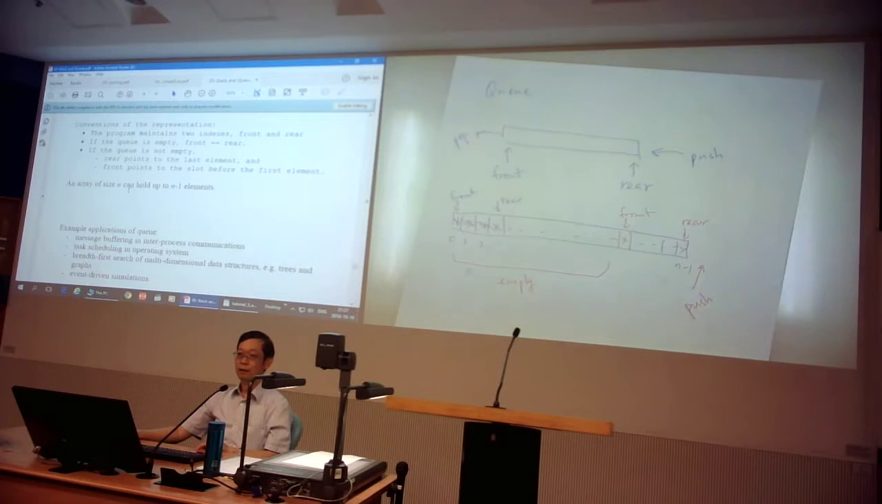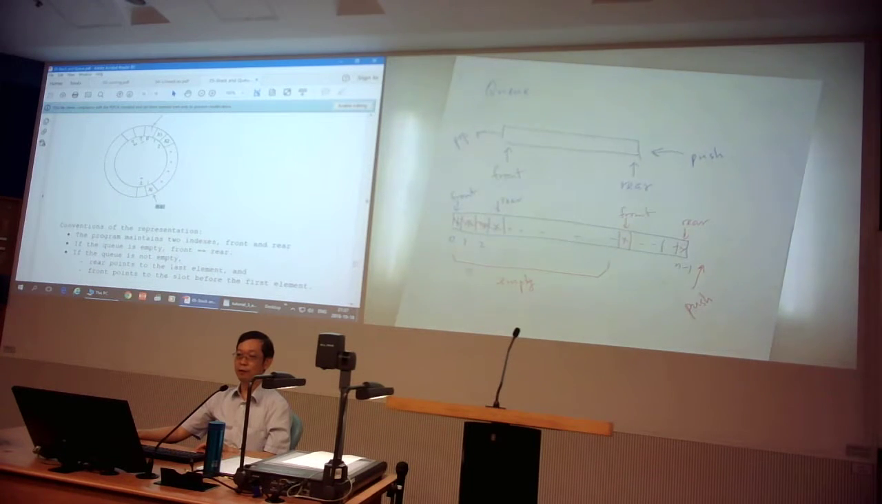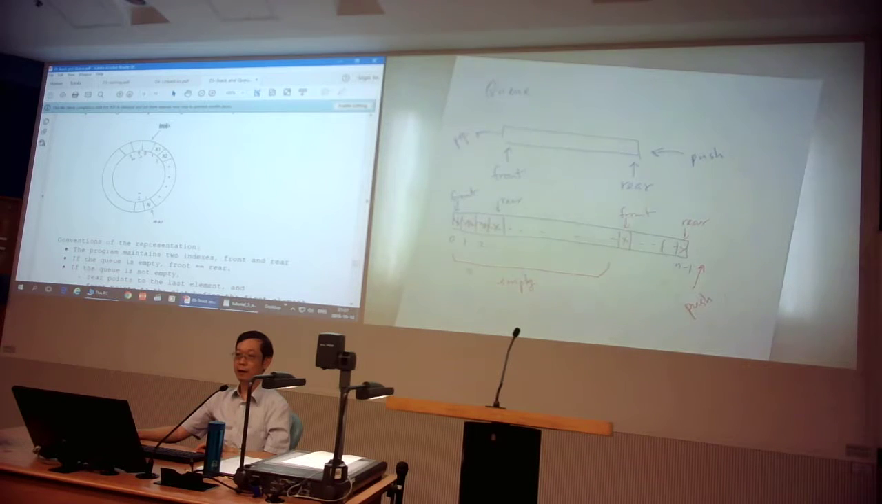Now, because of these properties, front is pointing to an empty slot. So if you fill up the other slots of the array and rear moves to the last position.